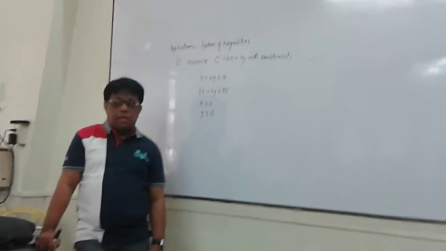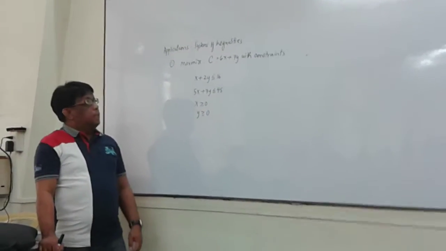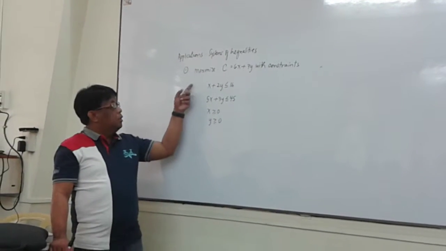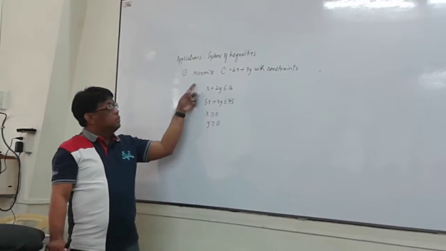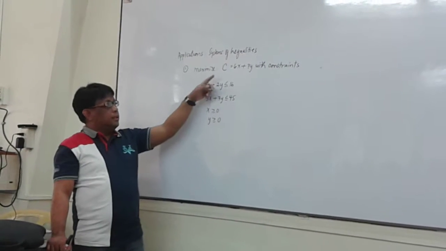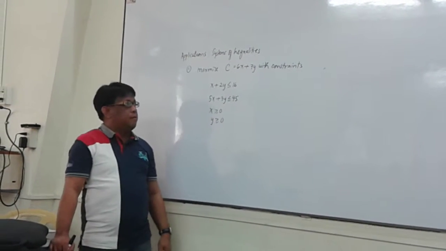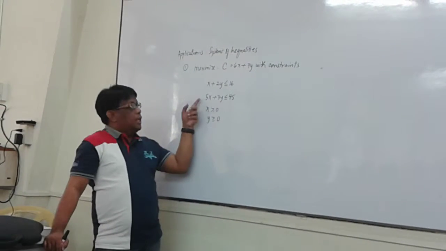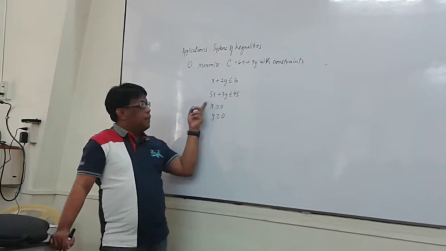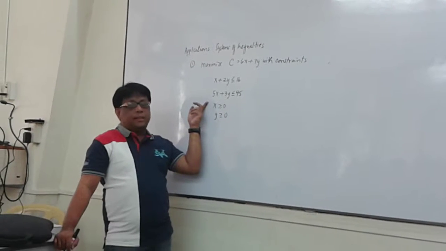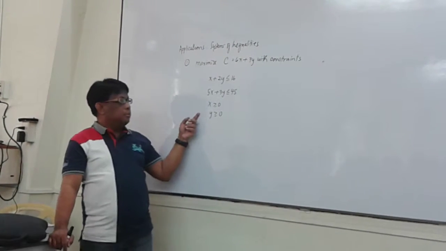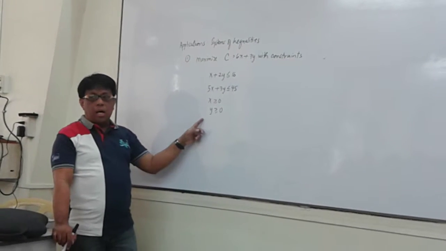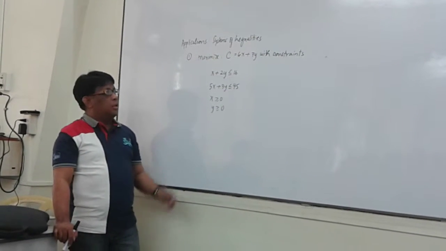The application of systems of inequalities. Okay, so we have the first example for the application. Maximize C equals 6x plus 7y with constraints x plus 2y less than or equal to 16, then 5x plus 3y less than or equal to 45, then x greater than or equal to 0 and y greater than or equal to 0.